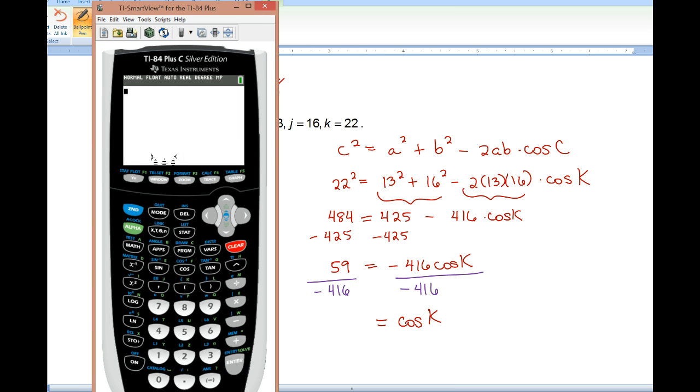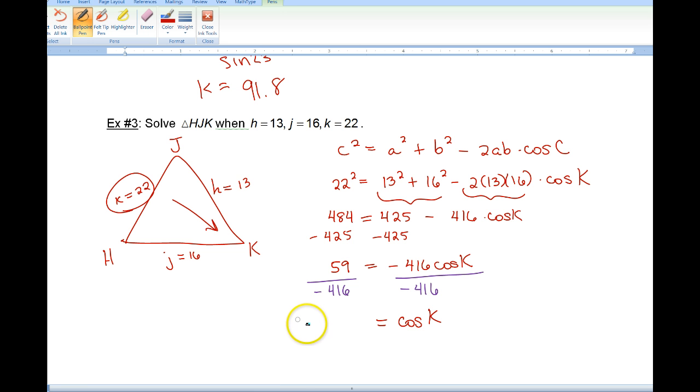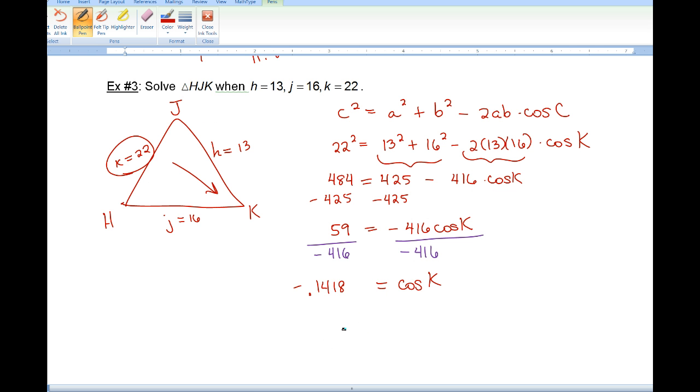You actually don't even need to change it to a decimal if you don't want to. I probably wouldn't change it to a decimal, but that's fine if you did. It's negative 0.1418. Remember, if you're going to change it to a decimal, go to 4 places whenever you're working within the problem, and at the very end, you can round to the tenth. And now I want to do cosine inverse of negative 0.1418.